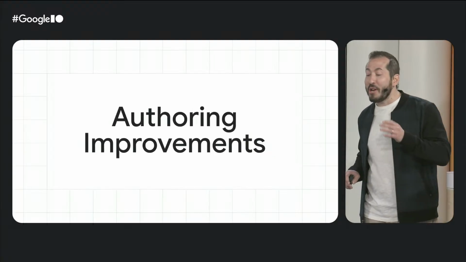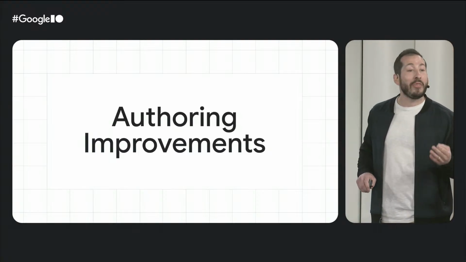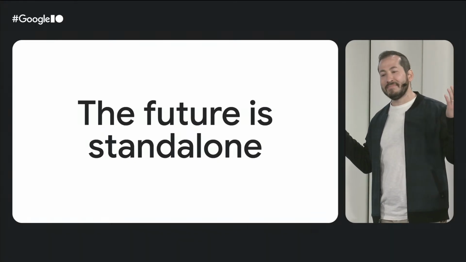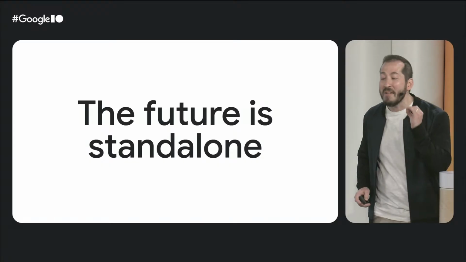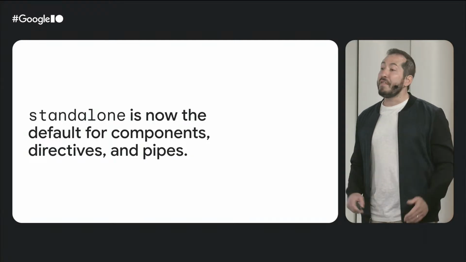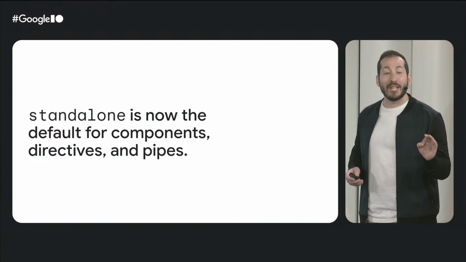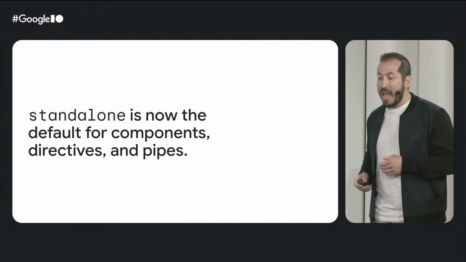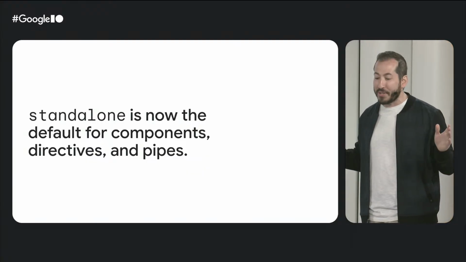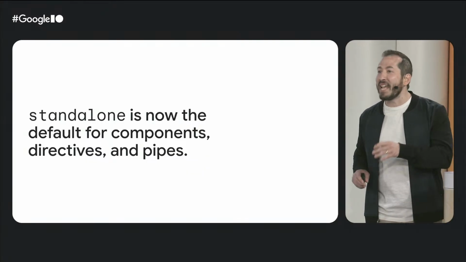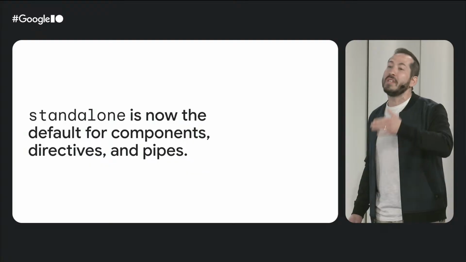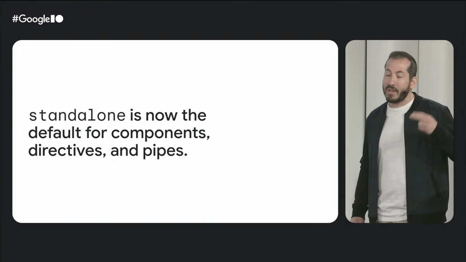Next, I'm thrilled to share some updates related to authoring in Angular. The future, it's standalone. We've gotten a ton of positive feedback from the community about standalone components. In V14, we introduced standalone in developer preview. And this made it possible to build applications without ng modules for the first time. And since then, standalone has been stabilized, and starting in V19, we made standalone true the default for components, pipes, and directives.